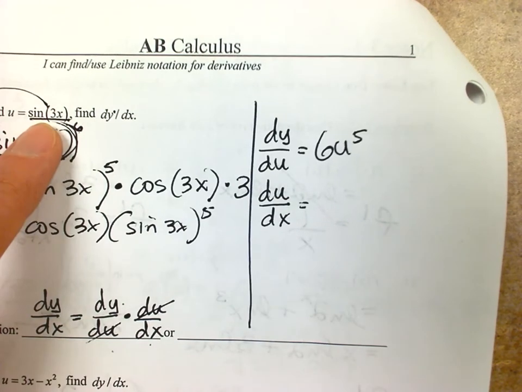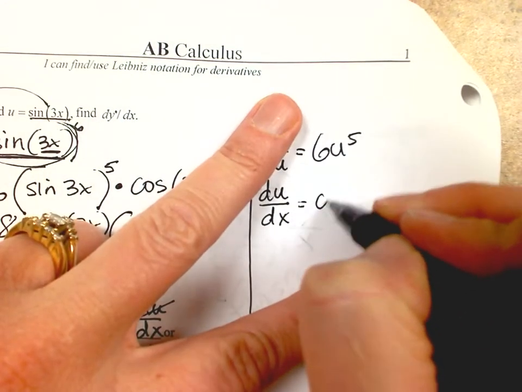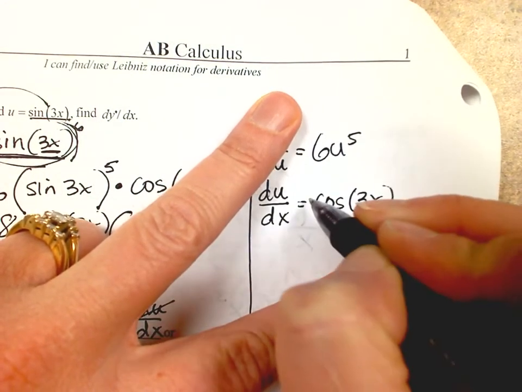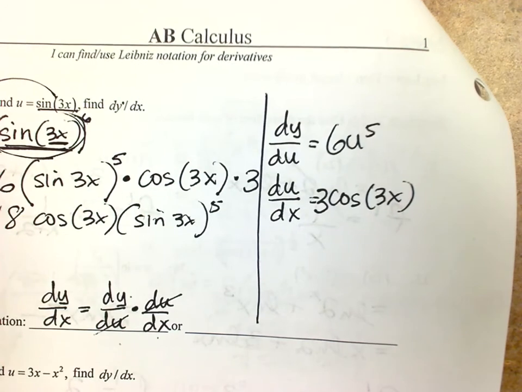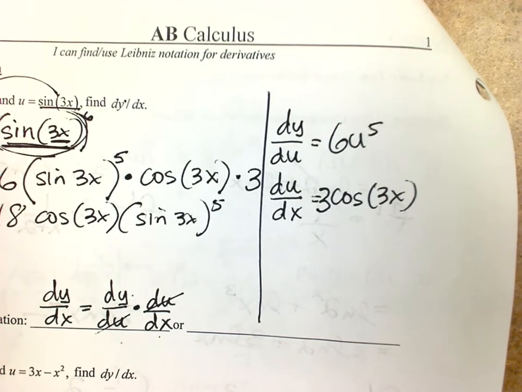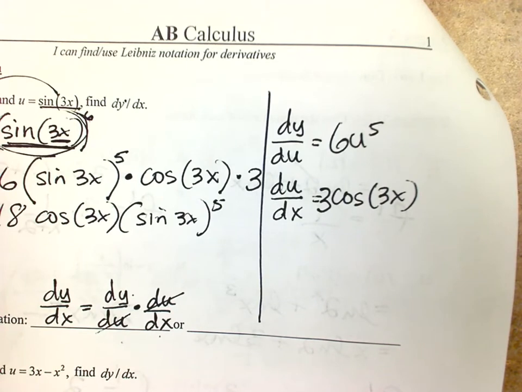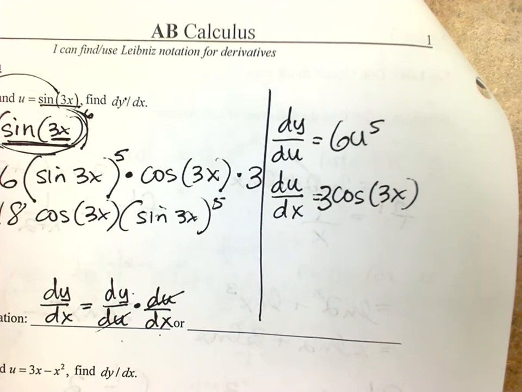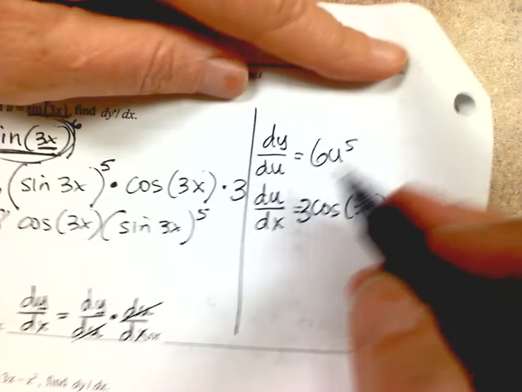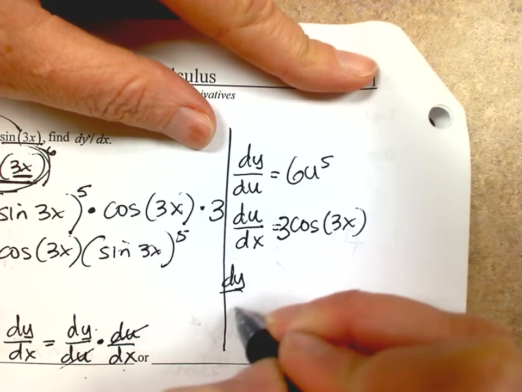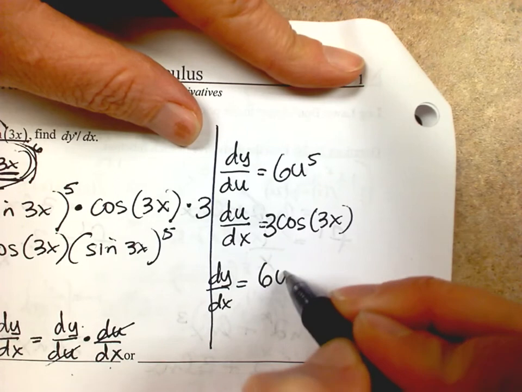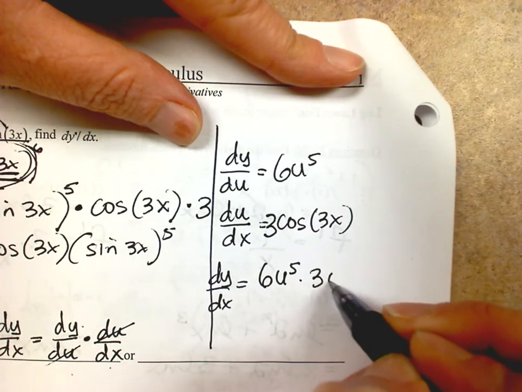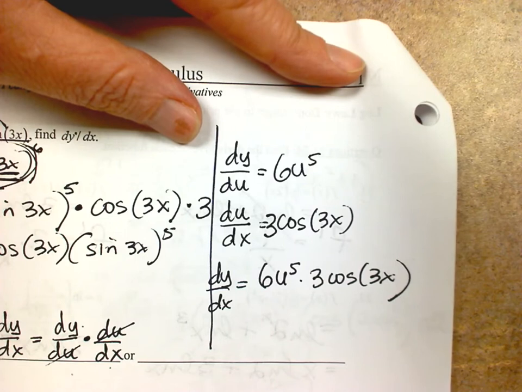So if I had just given you sine of 3x and said find the derivative, I'm hoping that you would say that's the cosine of 3x times 3. Because you still have to use the chain rule on that, but it's not as difficult. Okay? But now Leibniz notation just says, we'll take these two things and multiply them together, and that will give you dy dx. So if I multiply together for dy dx, I'll get 6u to the 5th times 3 times cosine of 3x.